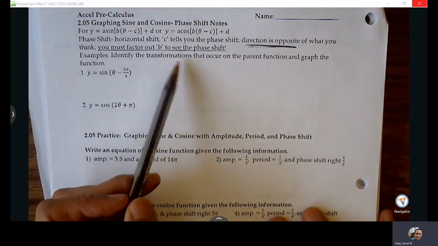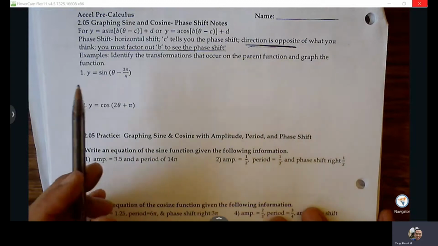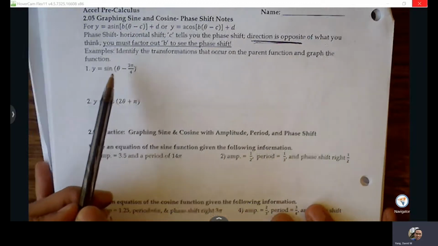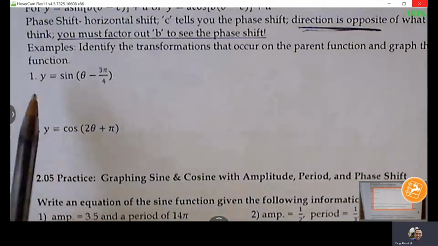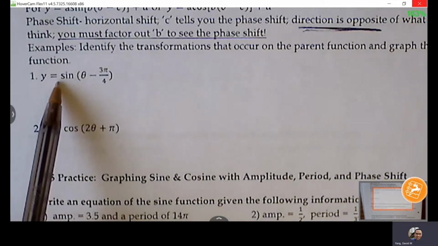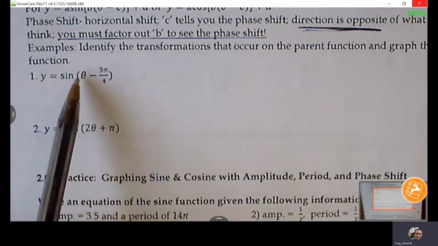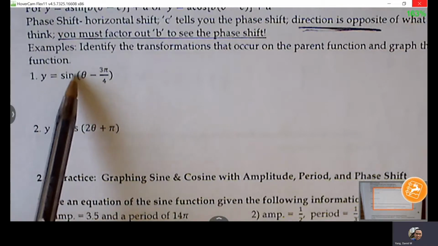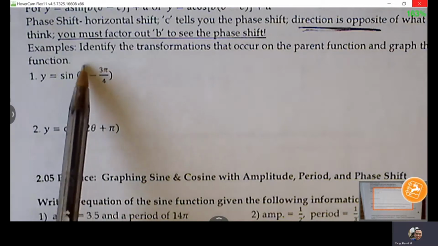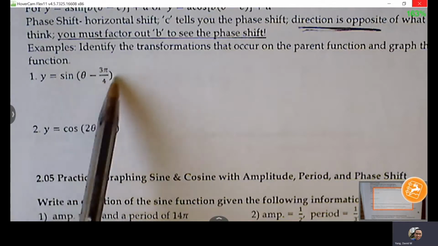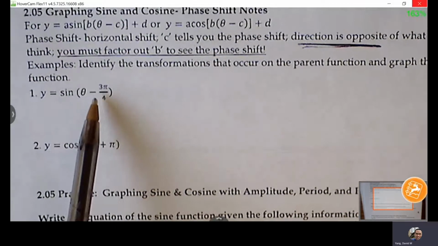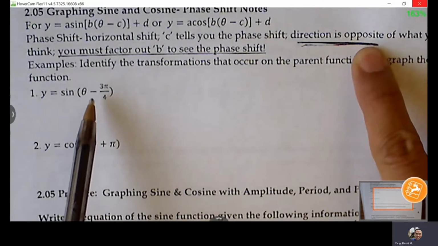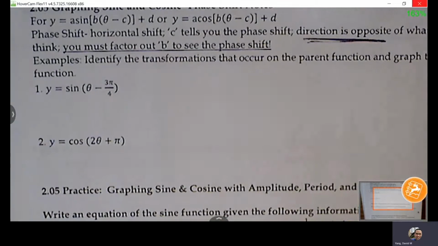Okay, so example 1 here. Identify the transformations that occur on the parent graph in the graph of the function. If you look at number 1, what's the a value? 1, right? Doesn't change. What's the b value? Still a 1. The only thing that is changing is this minus 3 pi over 4. So this is going to shift the graph left or right, but we see a negative here, so it's going to shift in which direction? To the right. Yeah, negative is right, positive is left. It's opposite of what you would expect.